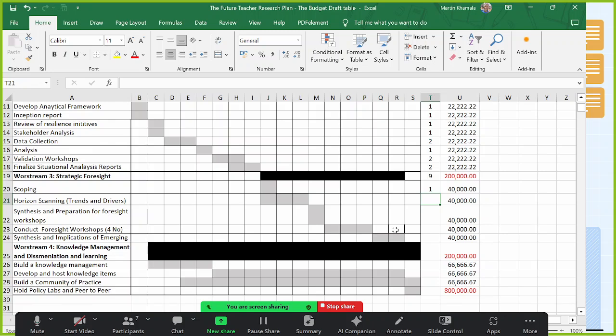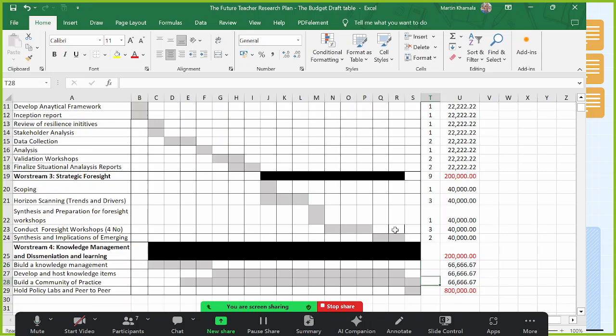Horizontal scanning, trends and drivers, is 3 months. Synthesis and preparation for foresight workshops, 1 month. It seems short, but we can increase it even here just by adding a color. Then synthesis of implications of merging, 3 months seems long, but it's okay. This one's 2 months. Conducting the foresight workshop is 3 months. Then this one of merging, 2 months. That one's okay.